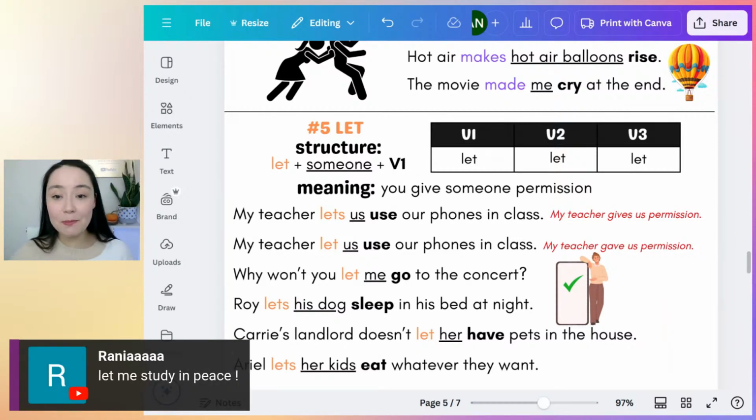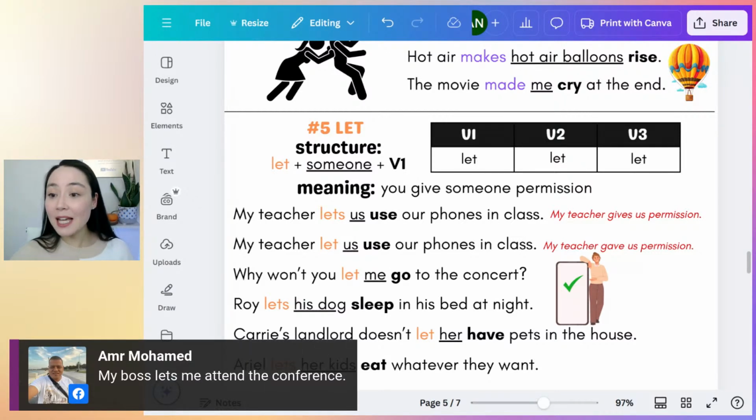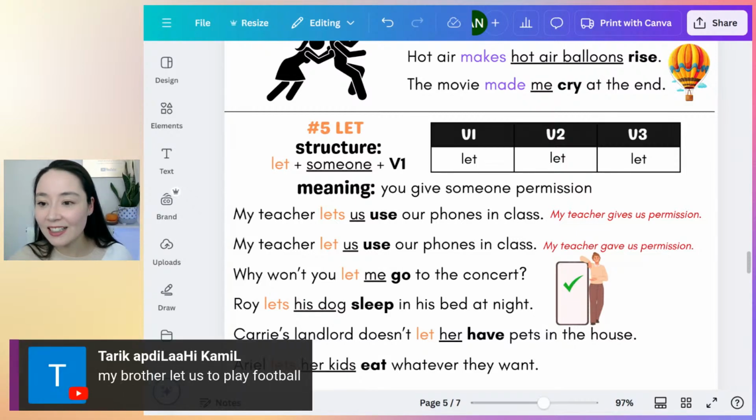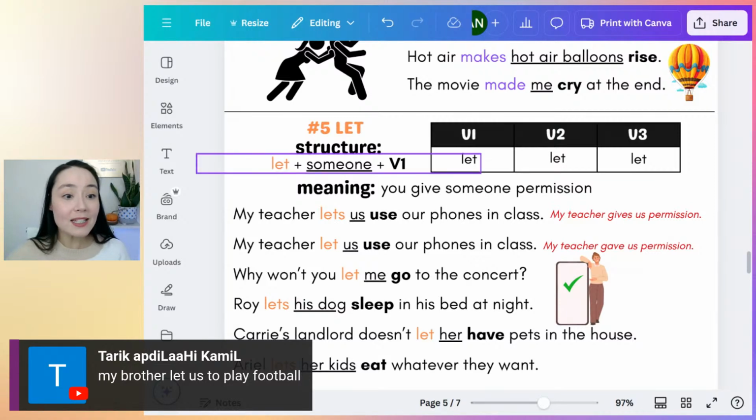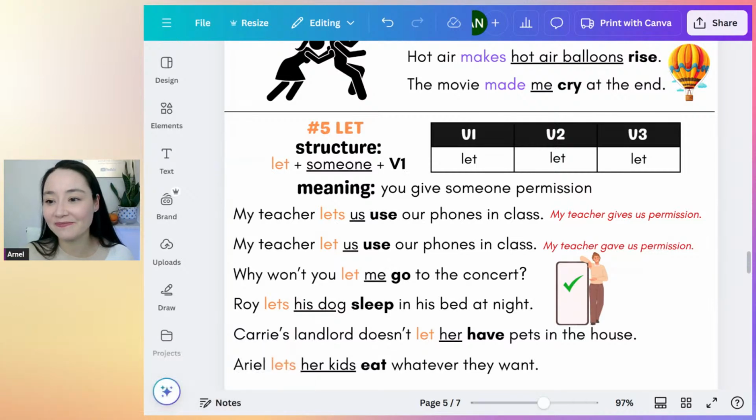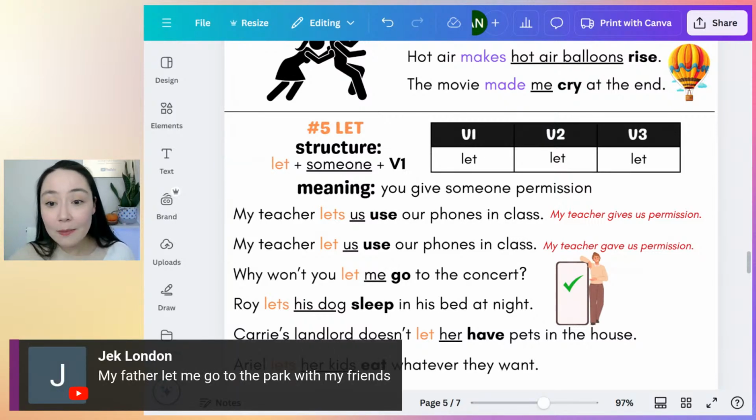Rainia, let me study in peace. Yeah, good imperative. Let me study in peace. My boss lets me attend the conference. Very nice. Tarek, my brother, let us play football. This is where the structure is so important. There's no to. Let someone, verb 1, no to. My brother let us play football. Jack, my father let me go to the park with my friends. Yeah, really nice.